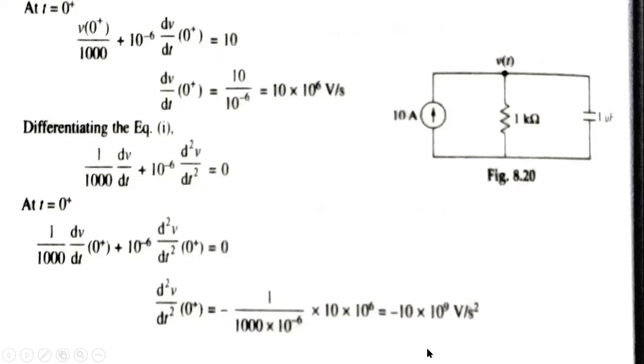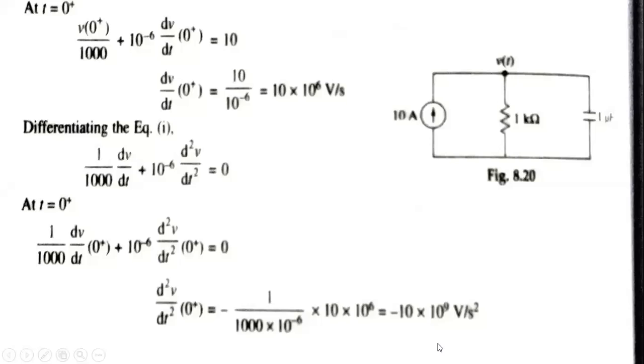Now differentiating equation number 1, what will be the case here? You need to differentiate this equation. So 1 by 1000 into dv by dt on one side, plus 10 raised to the power minus 6 into d square v by dt square is equal to 0 at t equals 0 plus. Once again, whenever you have a dv by dt, just take it at 0 plus. Substitute the value of dv by dt at 0 plus, that is 10 raised to the power 7. So finally d square v by dt square is minus 10 raised to the power 10 volts per second square.